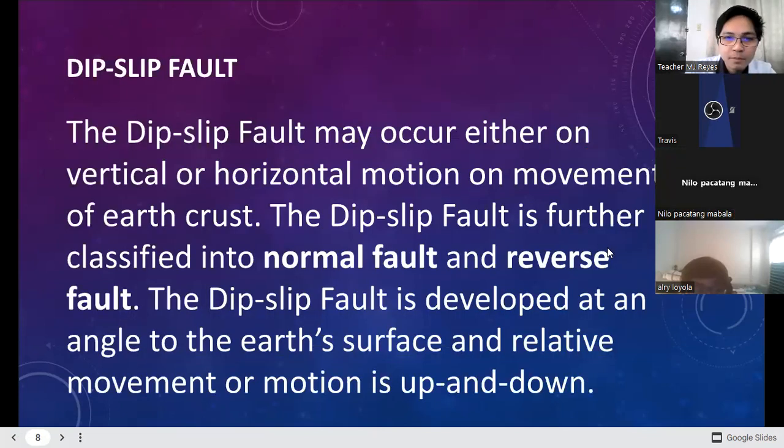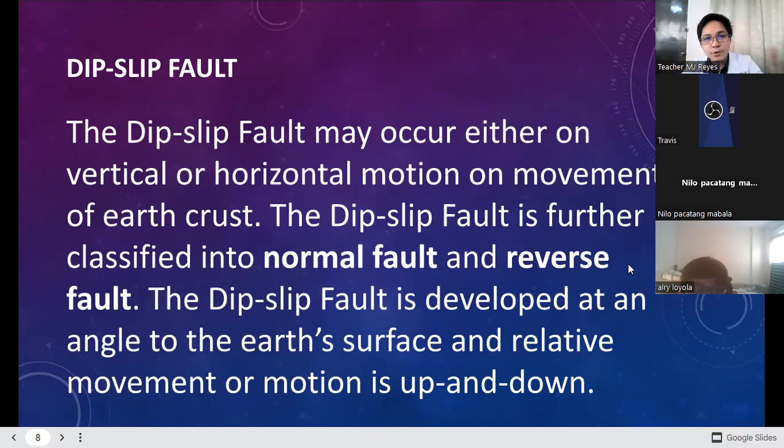Dip slip fault occurs with either vertical or horizontal motion or movement of the Earth's crust. When you say dip slip fault, this is actually further classified into normal fault and reverse fault. The ones that I gave you a while ago are dip slip faults. We will take a look at the normal and the reverse dip slip fault later. Dip slip fault is developed at an angle to Earth's surface and the relative movement of motion is up and down. If the movement is up and down, therefore it is considered as dip slip fault.